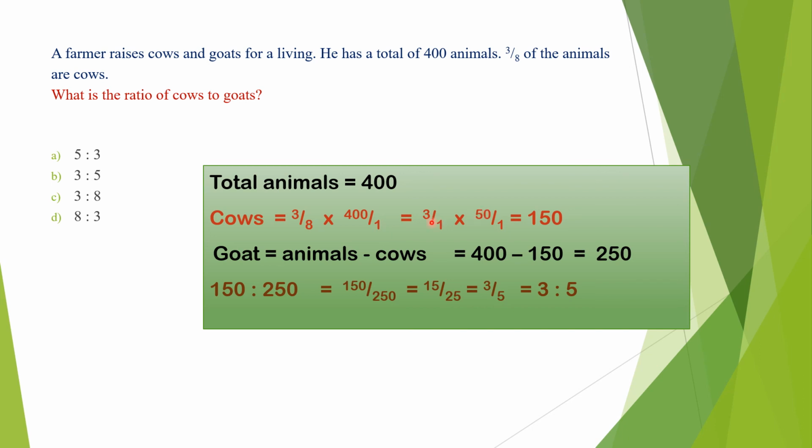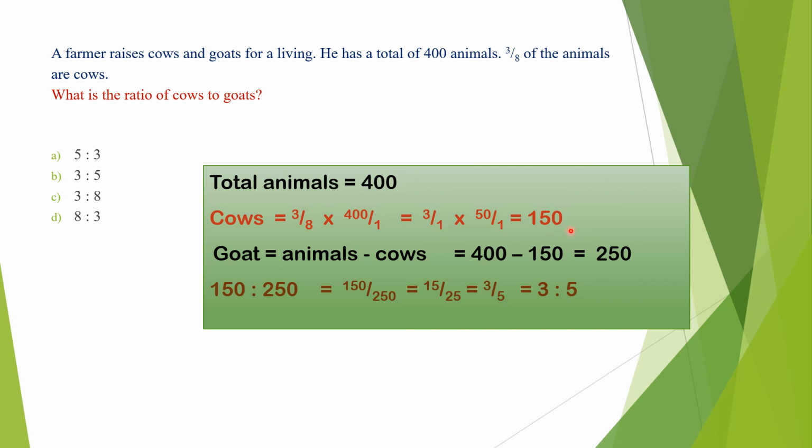And all we do is just cross multiply. I would have shown you in a slide before how to multiply fractions. 3 times 50 gives you 150. 150 over 1 is equal to 150. Hence, the total number of cows we now know is 150.